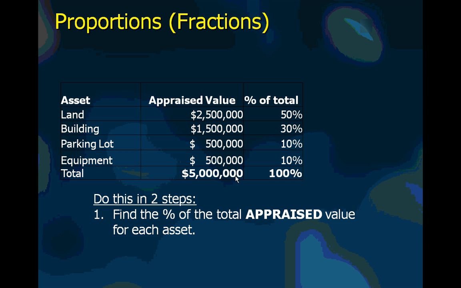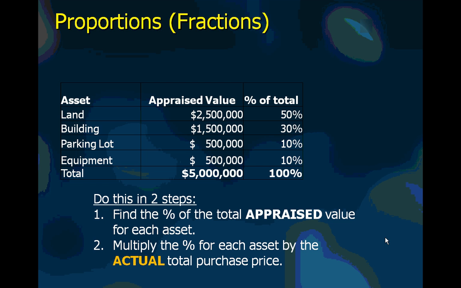Notice it's more than 4 million again, and you can see clearly 2.5 mil over 5, that's 50%. 1.5 mil over 5, 30%. And half mil divided by 5 mil is obviously 10%, 10% here. These have to add up to 100%, just like these numbers here have to add up to the total appraised value. You're not typically given this 5 million, you have to add that up. But clearly, these percentages need to add up.